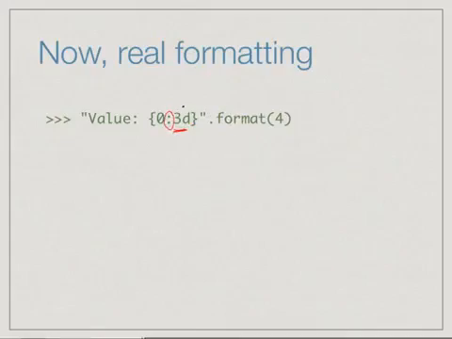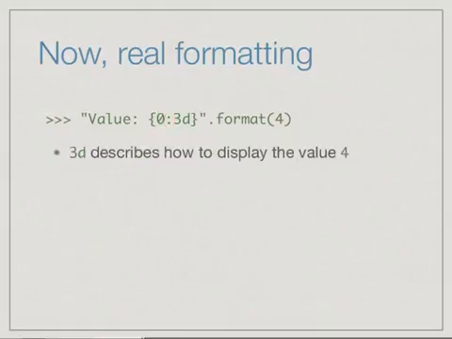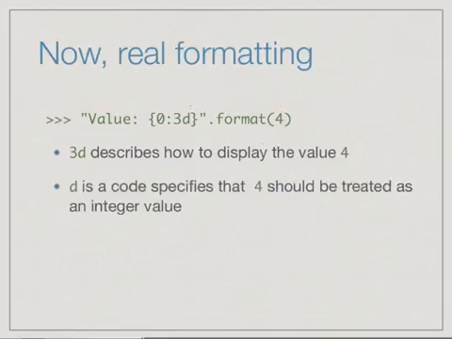So this has two parts. Here we see a 3 and a D, and they mean different things. The 3D as a whole tells us how to display the value that is going to be passed here. That's the first thing. D is a code that specifies, I think it stands for decimal. So D specifies that 4 should be treated as an integer value. So we should display it as a normal integer value, namely a base 10 integer.